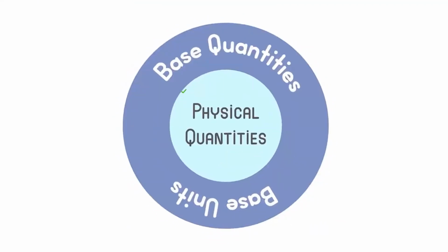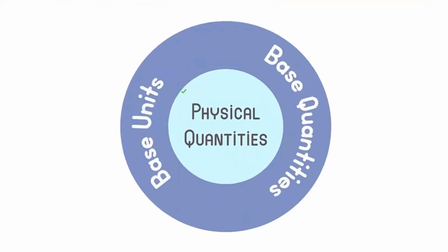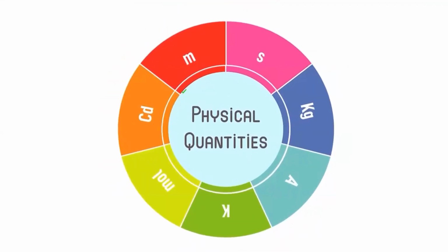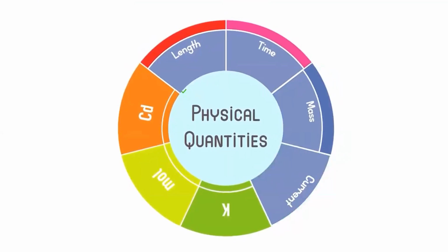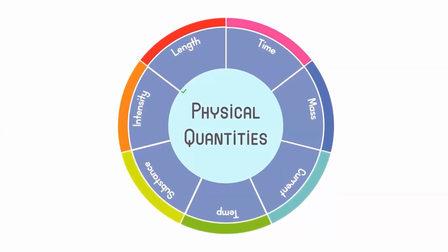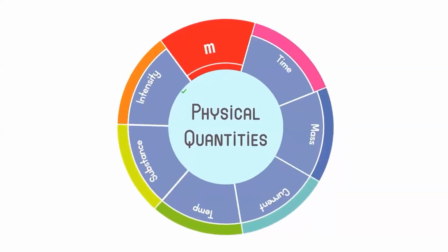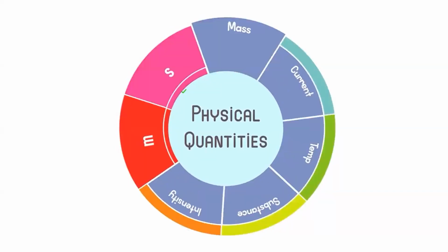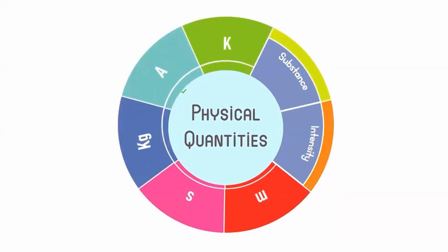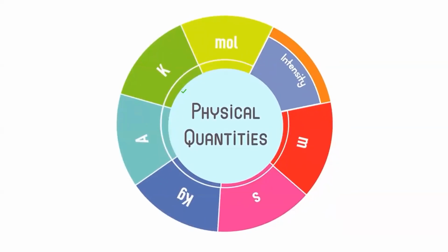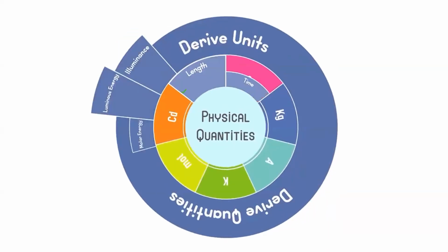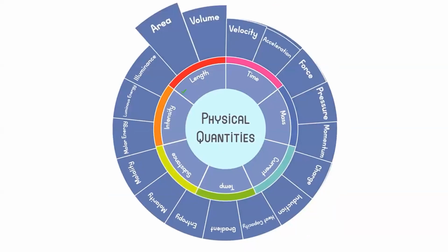Now, we will have a look at the units in which these are measured. Base units. The units used to measure base quantities are called base units. We now know that base quantities are 7 in number. But in what units are these quantities measured? Well, length is measured in meter, time in second, mass in kilogram, electric current in ampere, temperature in Kelvin, amount of substance in mole, and intensity of light in candela.